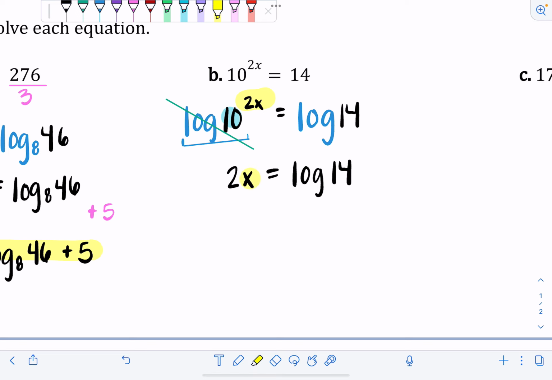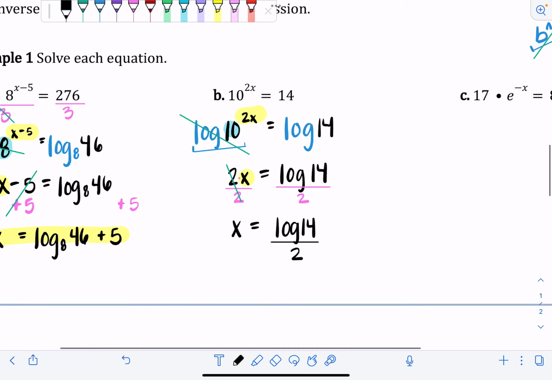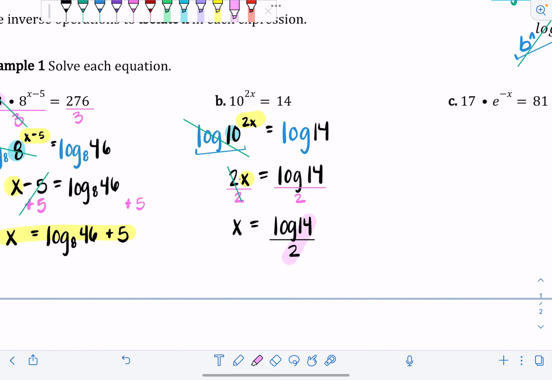And then we want to just get x by itself, so that 2 is being multiplied by the x. I'm going to divide both sides by 2. So 2 divided by 2 would cancel out. X is isolated now, so it'd be x equals log of 14 over 2. And then keep in mind, between the first two problems, I'm not going to divide these. You can't, because it's not just 14, it's log of 14. And I didn't add these two together because again, it's not just 46, it's log base 8 of 46. So you wouldn't combine those. Okay, so for B, x equals log of 14 over 2.